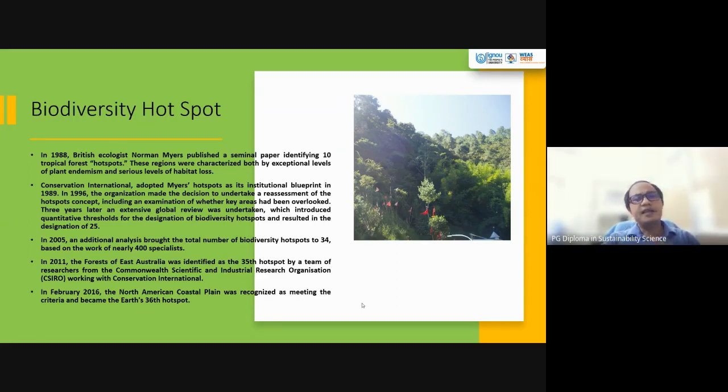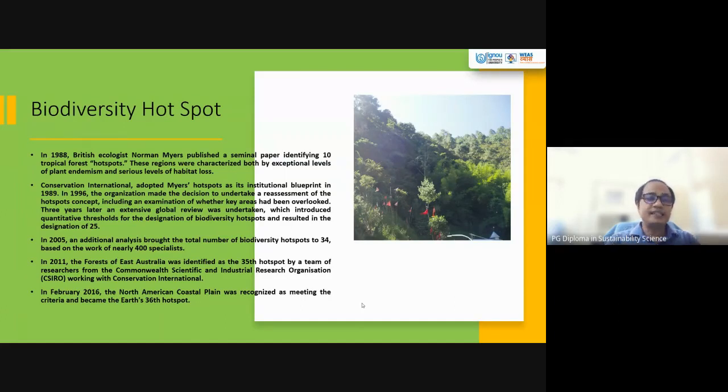Then Myers' concept was adopted by Conservation International. And in 1989 and in 1996, the organization made a decision to undertake a reassessment of the hotspot concept, and it included an examination of whether key areas had been overlooked or not.